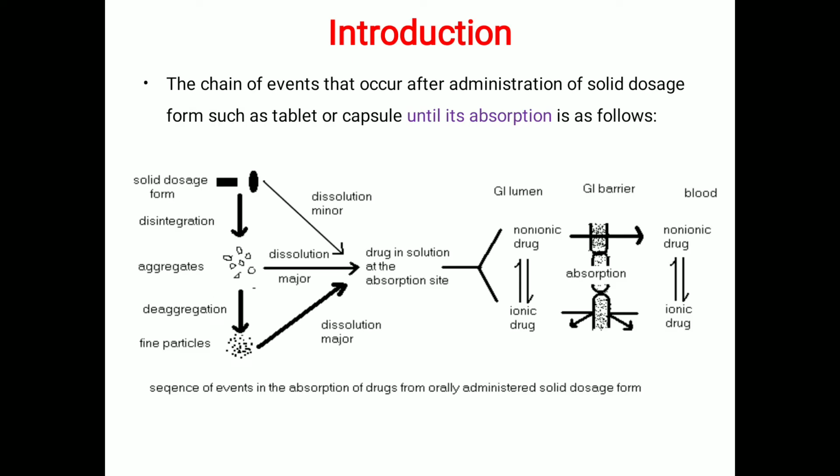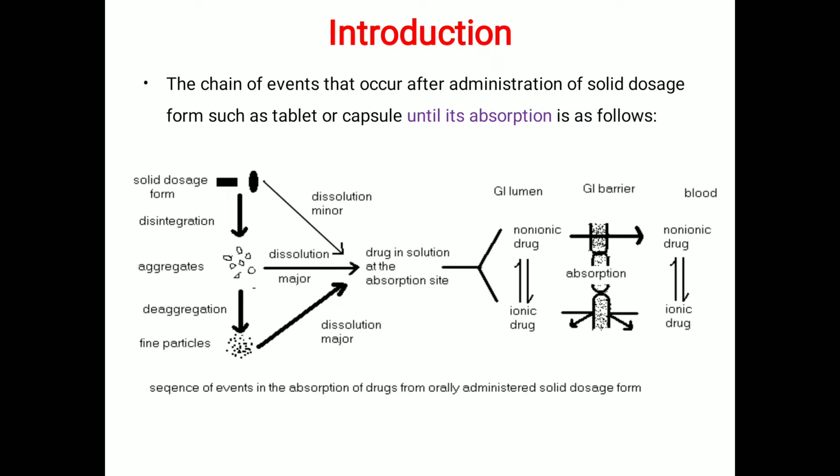Introduction. The chain of events that occur after administration of a solid dosage form such as a tablet or capsule until its absorption is as follows. That means which steps mainly occur before the drug absorption, as most of the drugs are administered in the form of tablets as well as capsules. Here we are seeing the example of such solid dosage forms.